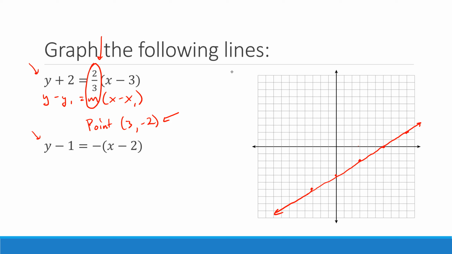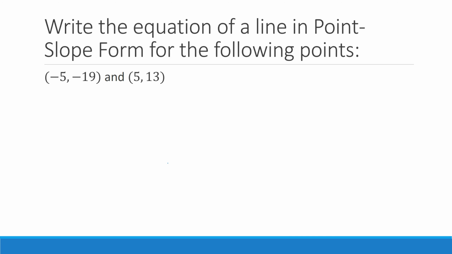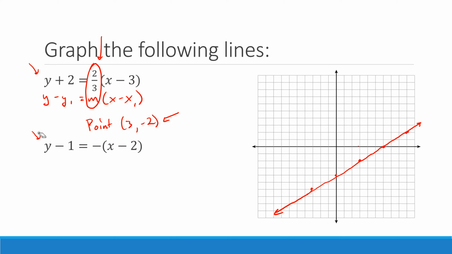Now let me change colors and we can look at the second line. Let's change to a nice royal blue color. With this second line, okay, first I can identify the slope. Remember, the slope is this one. The slope isn't just negative. Remember, if I don't see a number there, really it's the invisible number 1, or in other words, -1 over 1.